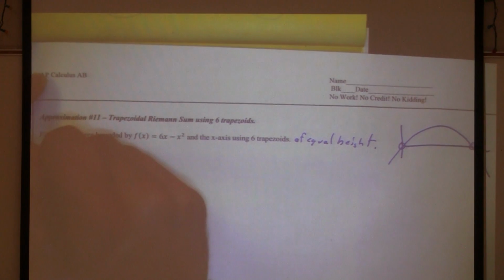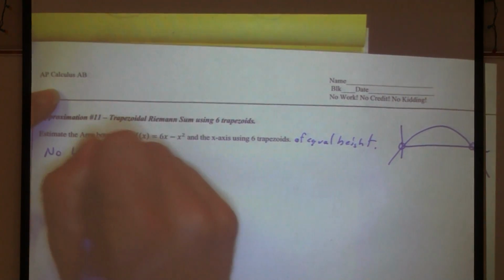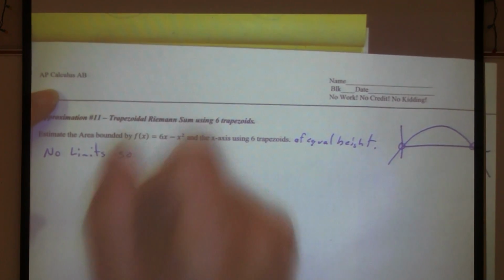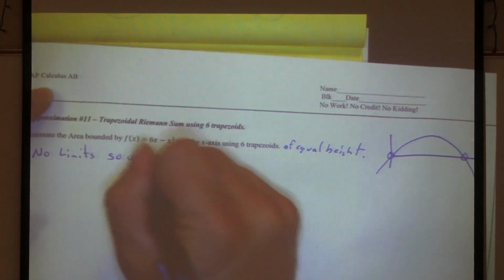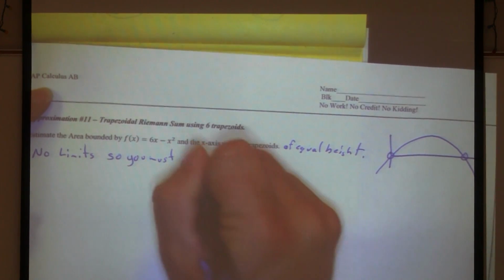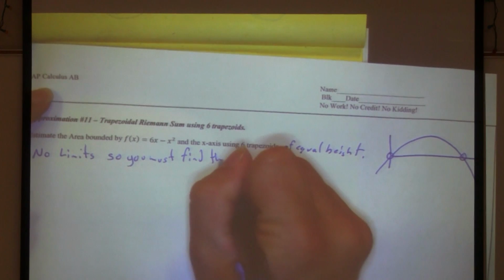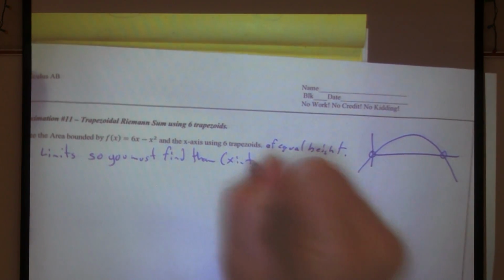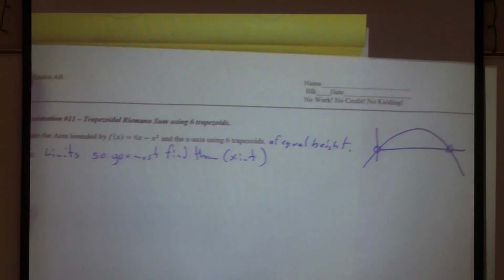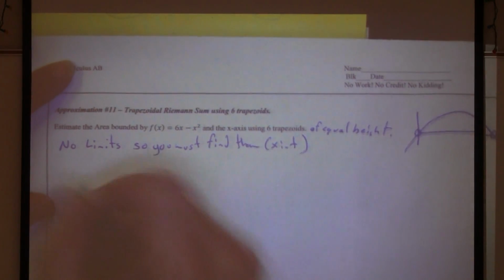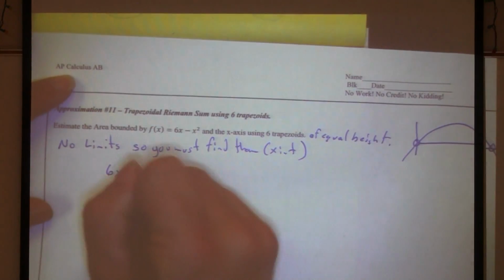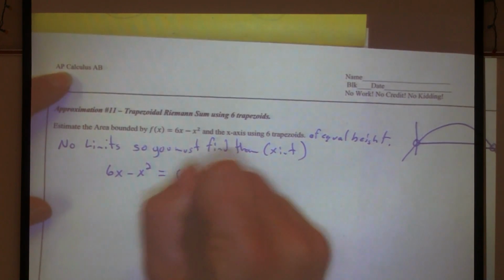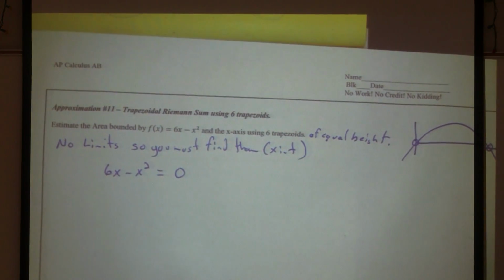Okay, so let's write that down. You must find the limits, right? And we know that those limits are going to just be the x-intercepts. How are we going to find them? Setting that equation, 6x minus x squared, equal to 0. We want the y values to be 0 because it's on the x-axis. Do we remember how to do that?